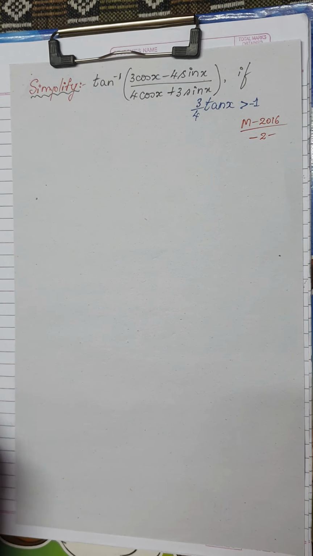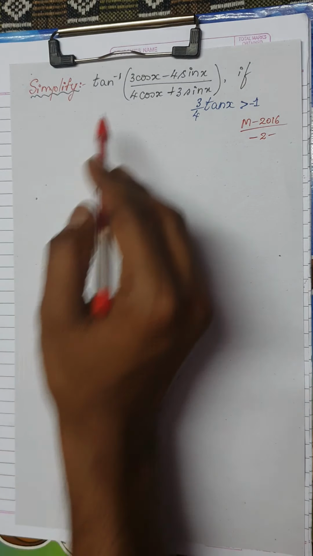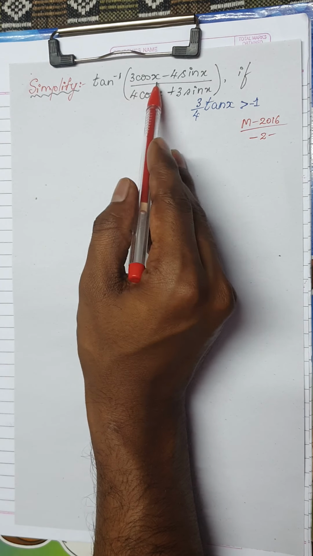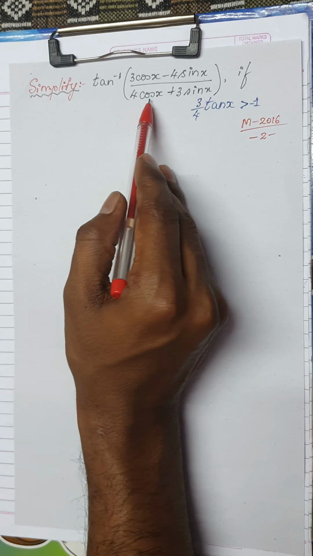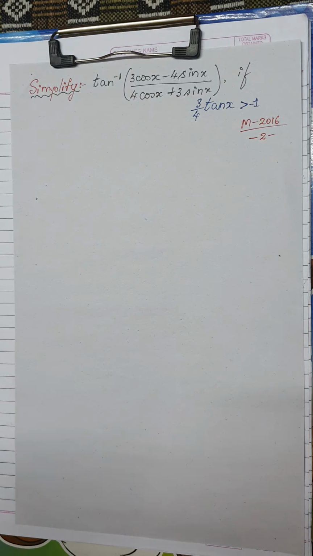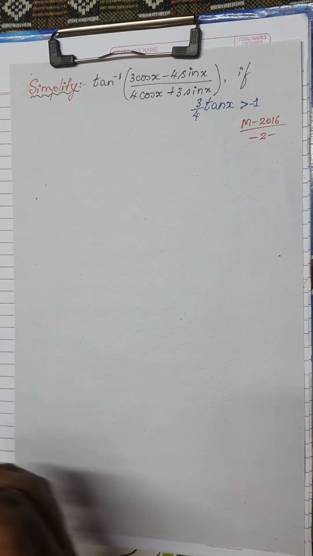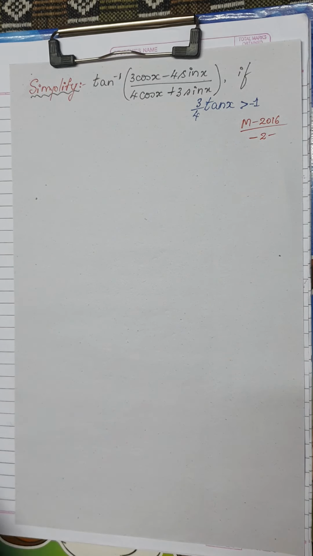Okay, we shall conclude this session by solving this question. So tan inverse of (3 cos x minus 4 sin x) divided by (4 cos x plus 3 sin x). This was asked in that exam.